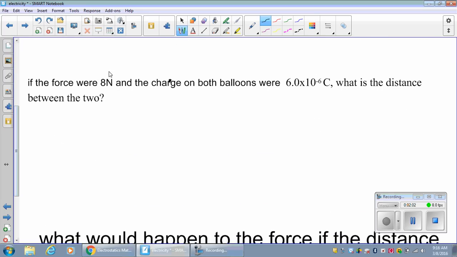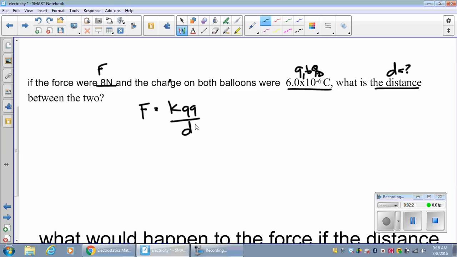Let's try another one. If the force were 8 newtons, so right here I have my force, and the charge of the balloons were both this, so this is my Q1 and Q2. I'm really not changing too much for the purpose of teaching you guys this. What is the distance? This time we're looking for distance, right? So I write down the equation, force equals KQQ over D squared. Remember that trick. If I have a top and a bottom, what do we do? That's right, we switch them out. So now my new equation looks like D squared equals KQQ over F. And this isn't by itself. How do I get rid of a square? Square root. Okay, so that's my equation.